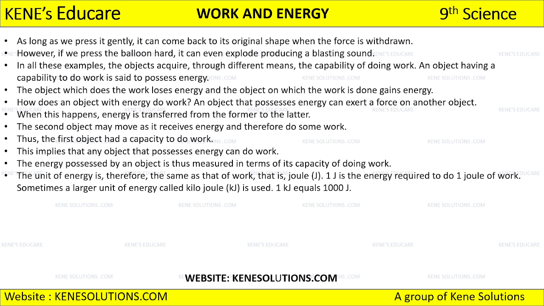So in all these examples, the objects acquire, through different means, the capability of doing work. So in all the examples that we are discussing over here, the objects acquire the capability of doing work through different means, and an object having a capability to do work is said to possess energy. So whatever object we have that has the capability to do work, we say that it has some energy.